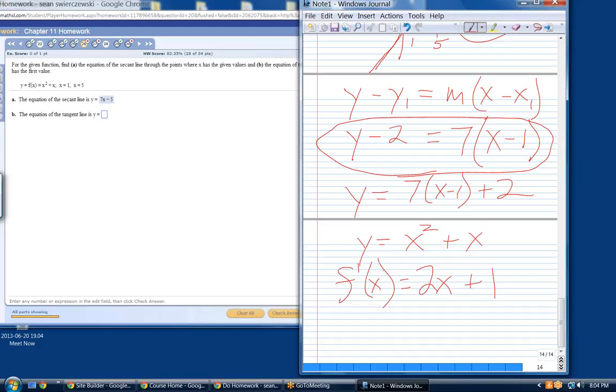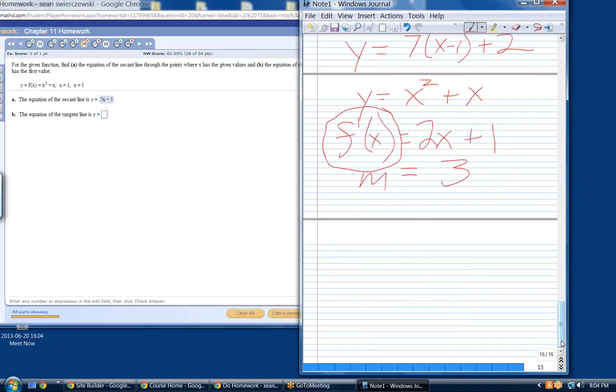Okay, so I'm evaluating, and that means slope. When I write f prime of x, that's slope. So I'm going to evaluate the slope at x equal 1. Well, that means that the slope is 3 for my equation of the tangent line.